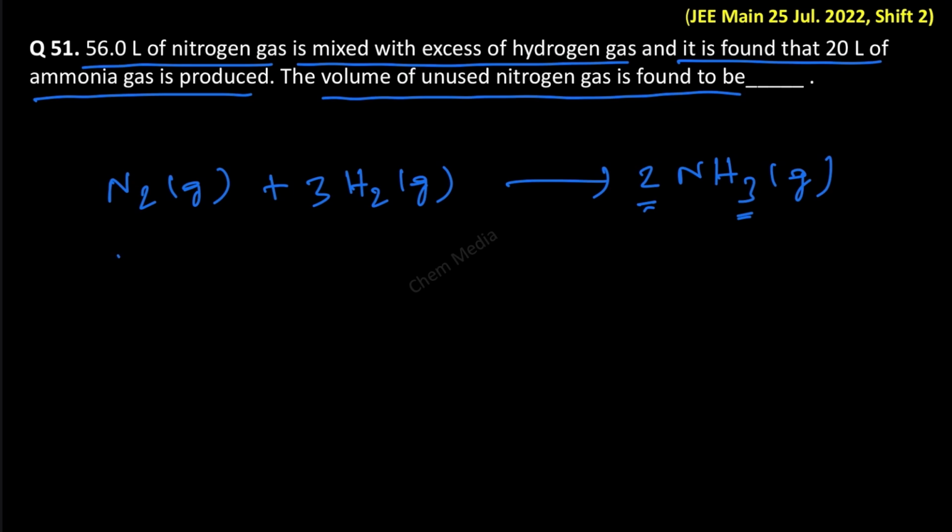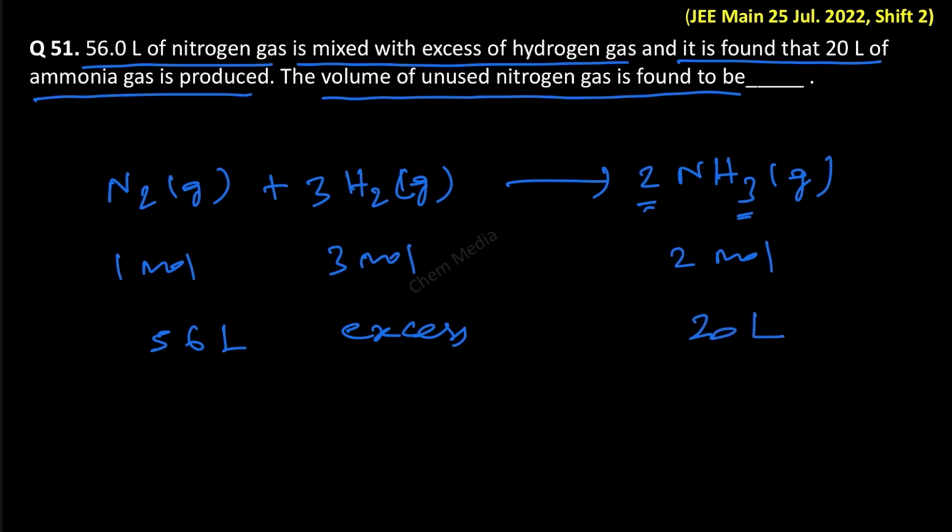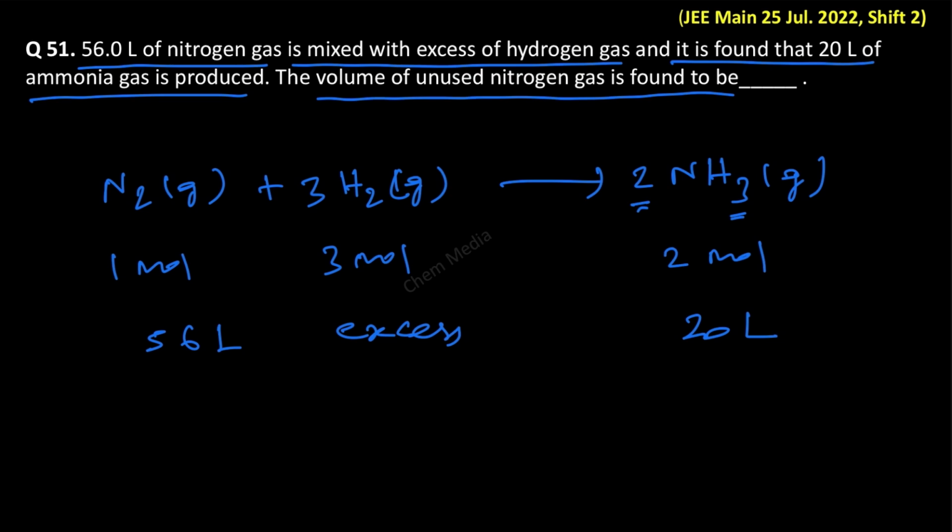So, this means when we have 1 mole of N2 and 3 moles of H2, we would get 2 moles of ammonia. That's the stoichiometry. Here, things are mentioned in liters. We have 56 liters of N2, an excess amount of H2, and we are getting 20 liters of ammonia. Now, the question we need to ask ourselves is, to get 20 liters of ammonia, how much N2 gas should be lost?